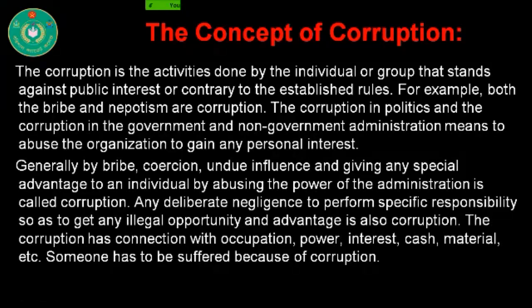coercion, obligation, undue influence, and giving any special advantage to an individual by abusing the power of the administration is called corruption. Any deliberate negligence to perform specific responsibility so as to get any illegal opportunity and advantage is also corruption. Corruption has connection with occupation, power, interest, cash, material, etc. Someone has to suffer because of corruption.